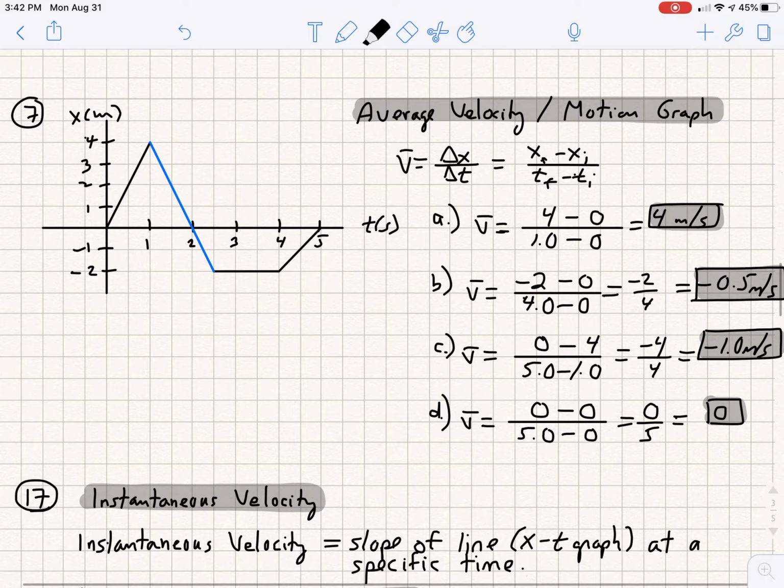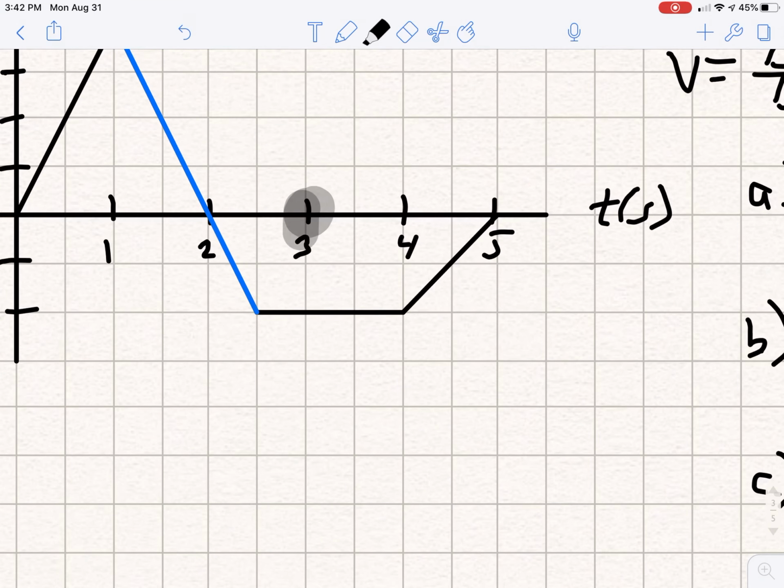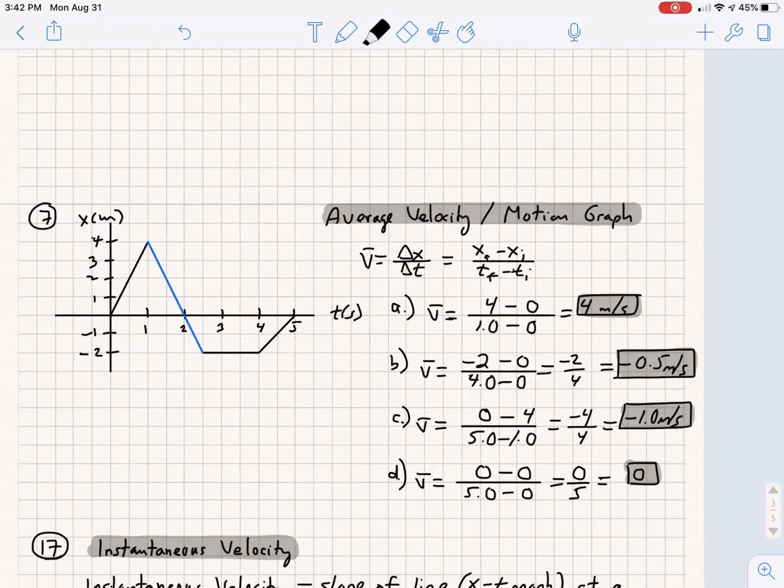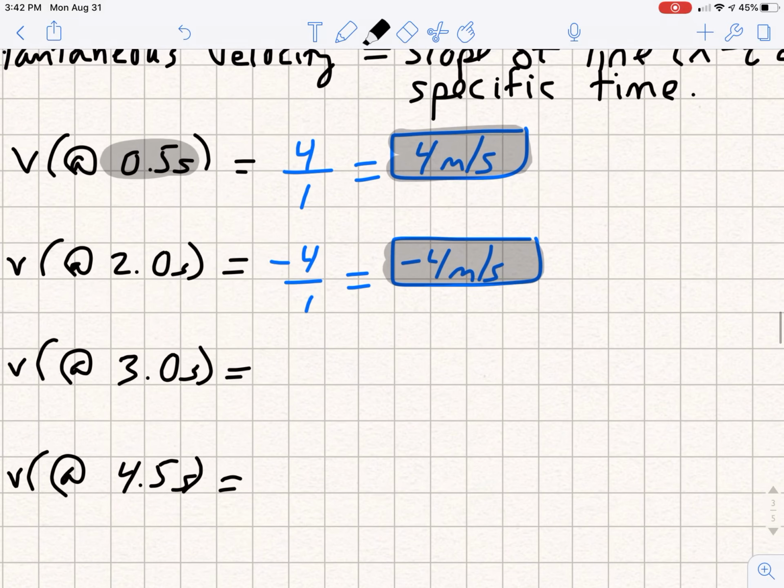At 3 seconds, we go to the graph, we can see that it's on this flat line segment right here. Well, the slope of a flat line segment has no rise over 1.5 seconds, meaning 0 instantaneous velocity, not going anywhere.